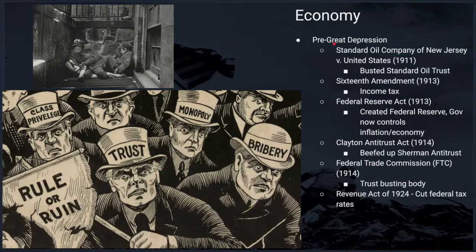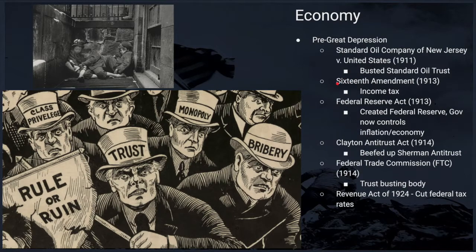Now, the first example I have here is the Standard Oil Company of New Jersey versus the U.S. That is when Standard Oil, this huge oil monopoly in the United States, is going to get broken up and made into, I believe it's 36 smaller oil businesses. And so you can see the beginning of the U.S. breaking up these big businesses of the Gilded Age.